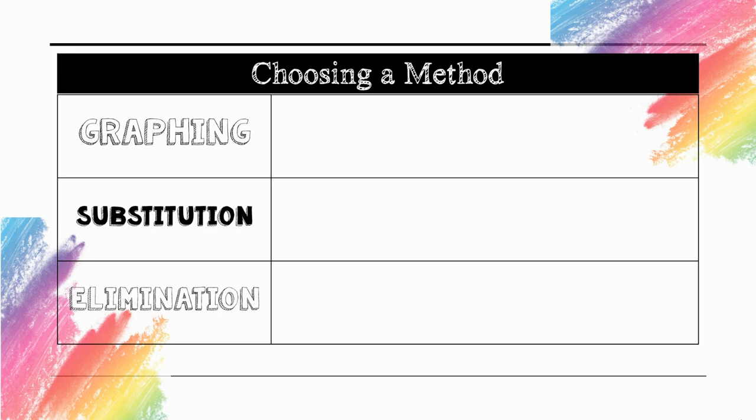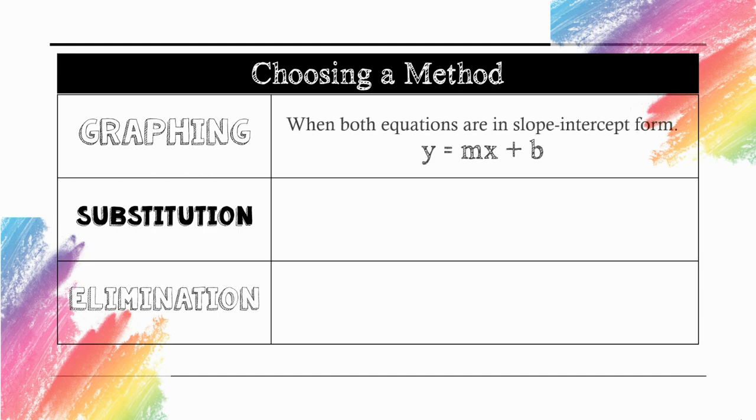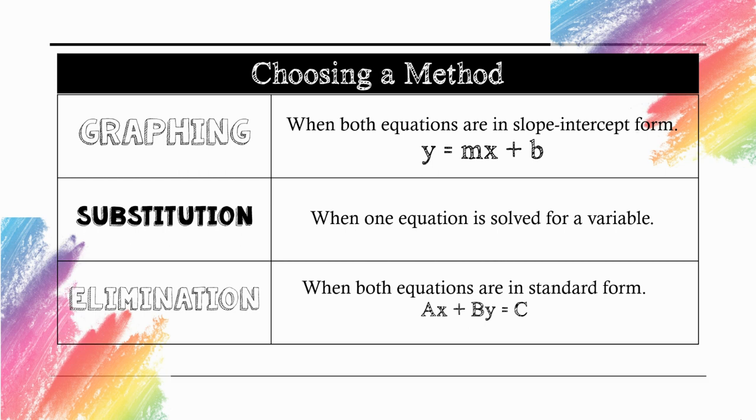Graphing will be the most efficient if both of your equations are in slope-intercept form, because that form is easy for graphing. Substitution is our most efficient method when one of the equations is solved for a variable. So that means you either have x by itself or you have y by itself. And elimination is our most efficient method when both of our equations are in standard form.